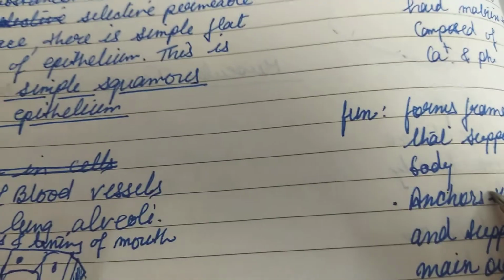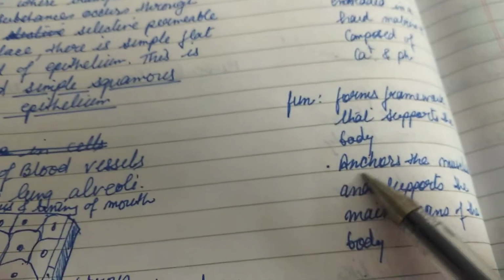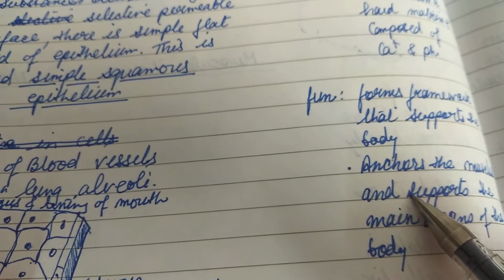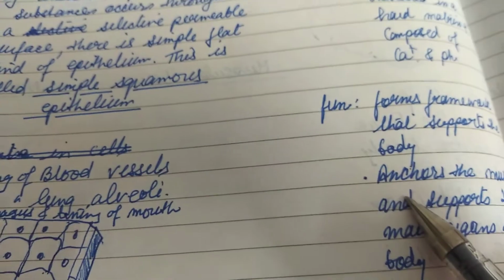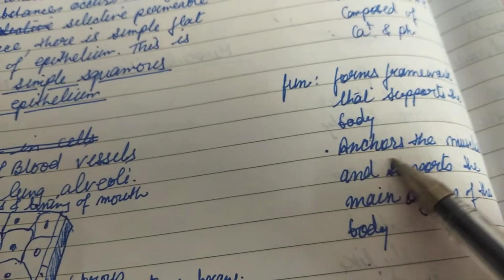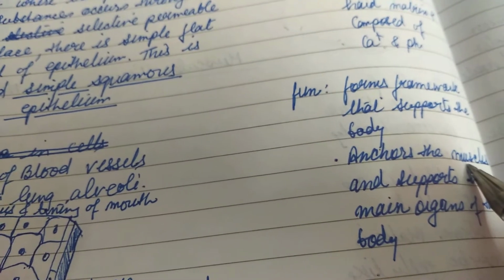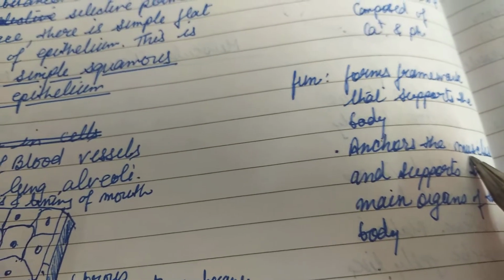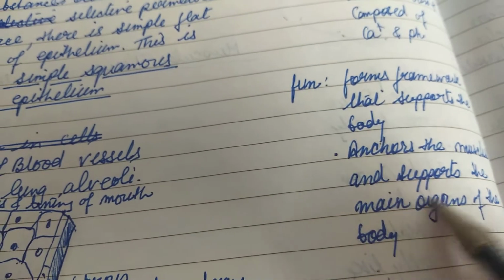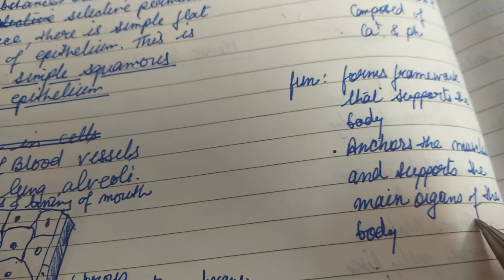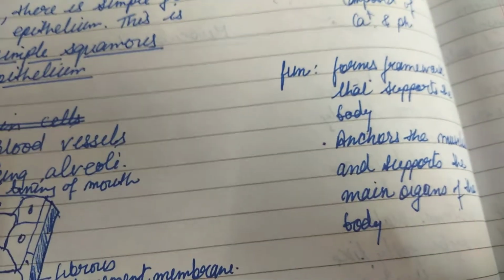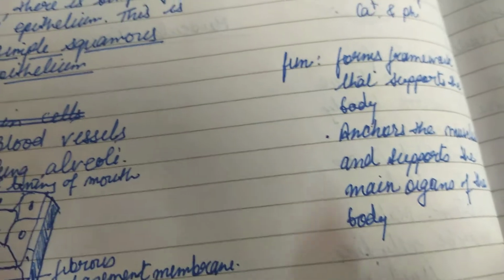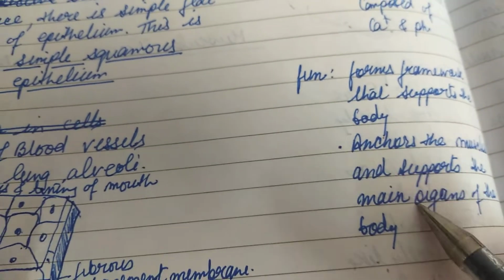And what is the function of these bones? First of all, they form the framework. It gives structure to the body, and it supports the body. Secondly, it anchors the muscles. Muscles are attached to bones, and bones support the main organs of the body. Like our lungs are in a rib cage, and all the body organs are supported by these bones. So this is all about bones.